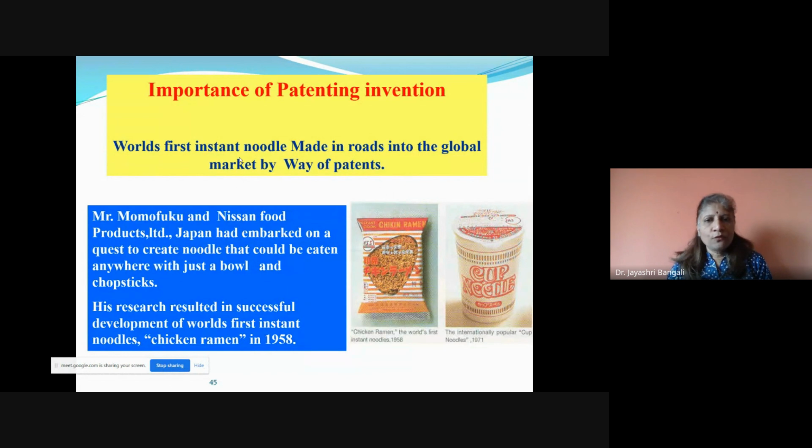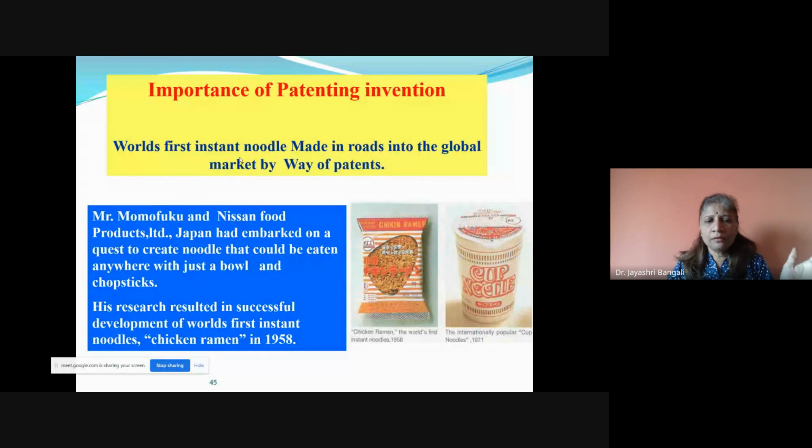Today I'm going to focus on the patent: how to file a patent and how to search a patent. So these three things related to patents we are going to see. Till this point, we have just seen the scenario of IPR and their types. Why is it important to protect your invention? What is the importance of patenting an invention?